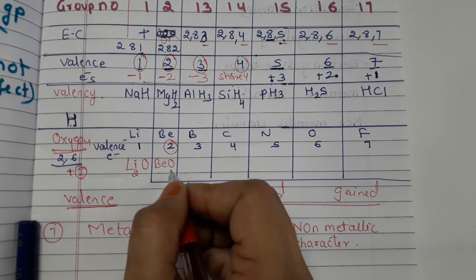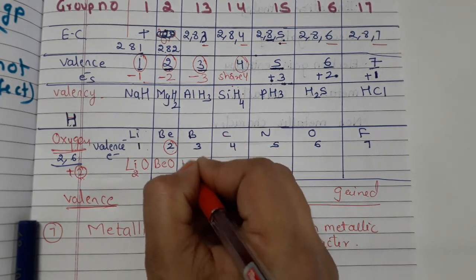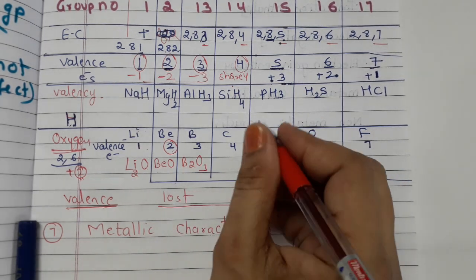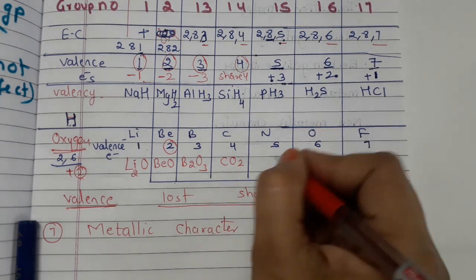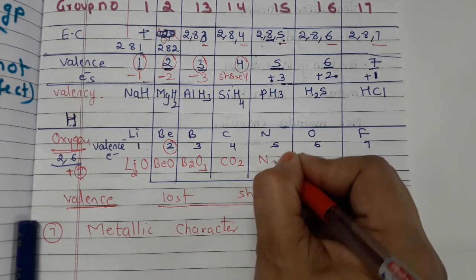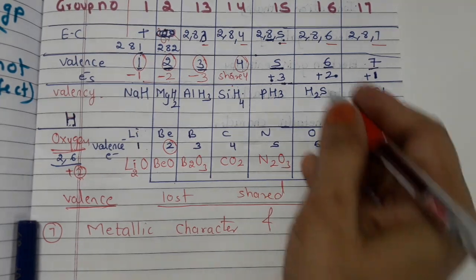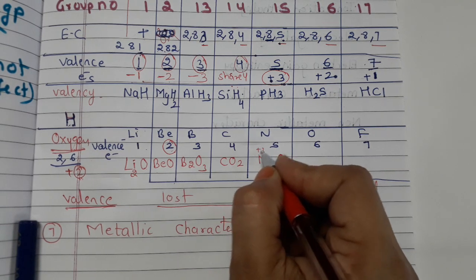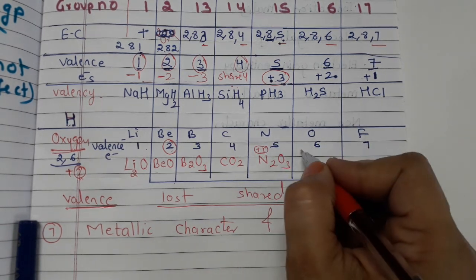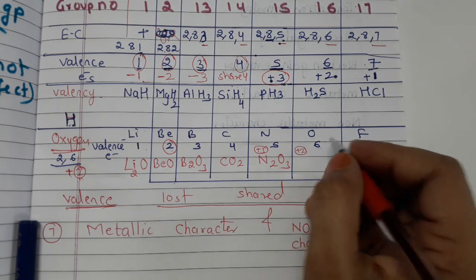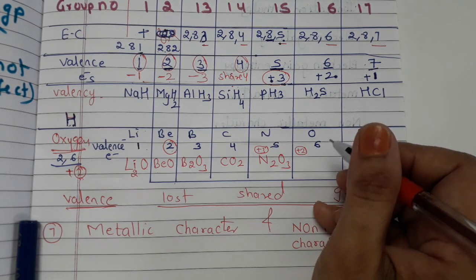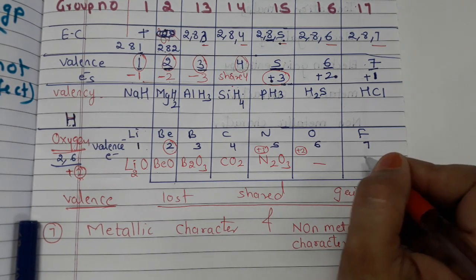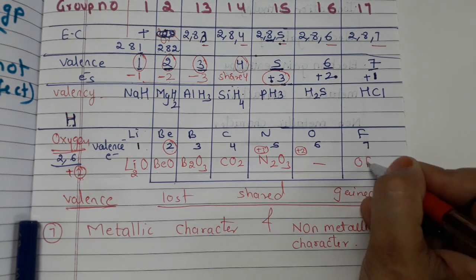So BeO. Now here, boron will form B2O3. In this case CO2. In this case N2O3, because the valency is +3 over here. Why +3, students? It requires 3 electrons. Oxygen requires 2 electrons. Now this is very easy. The compound you will get is O2, and for F, what are we going to write? We are going to write OF2.